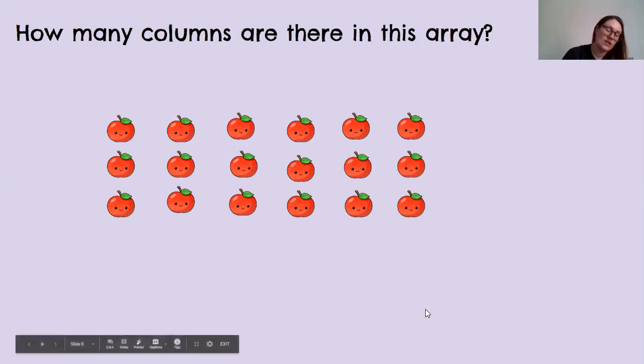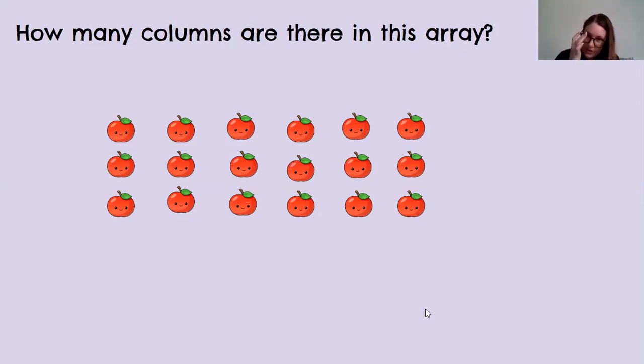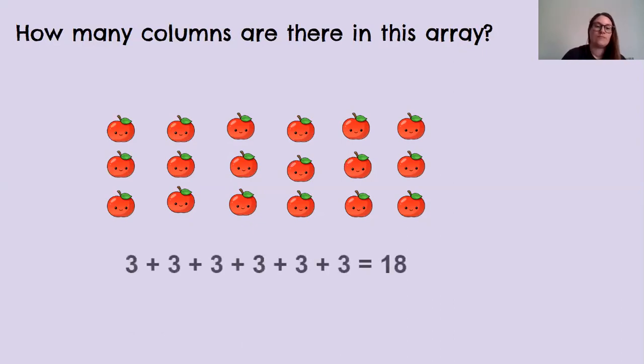1, 2, 3, 4, 5, 6. So the repeated addition equation for this one would be 3 plus 3 plus 3 plus 3 plus 3 plus 3, which is again 18. This time we're looking at columns, so we have 6 columns, and there are 3 apples in each column.